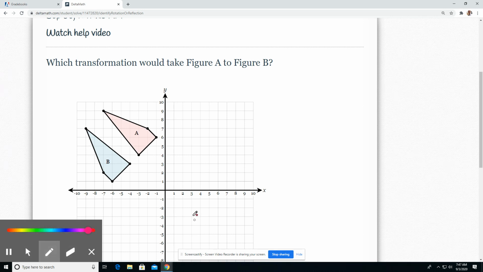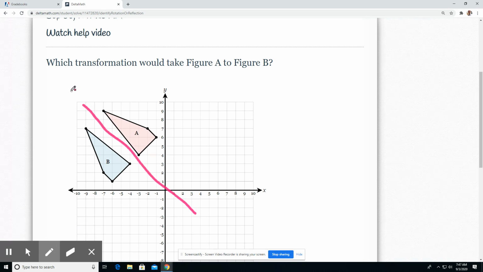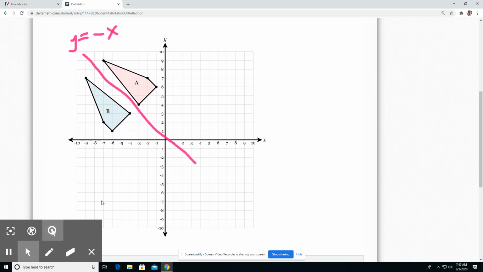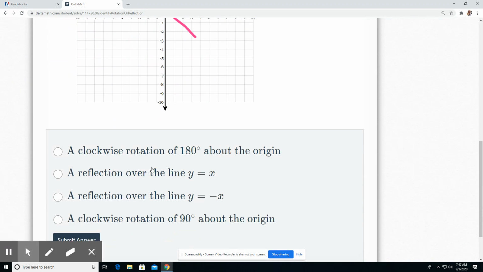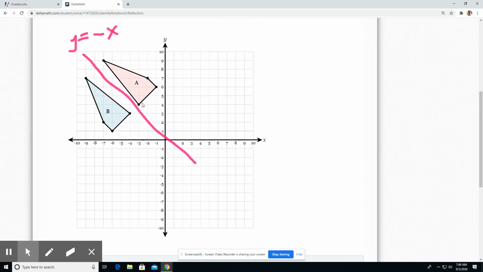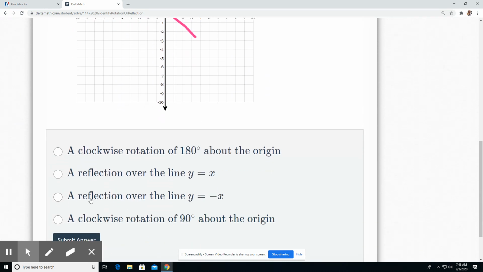We can kind of see that if I cut through with the y equals negative x line, that it looks like it's a reflection on the other side. So it is a reflection over the y equals negative x line. Not too bad on that one.